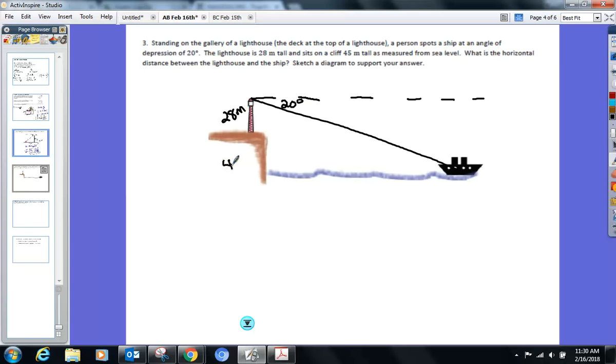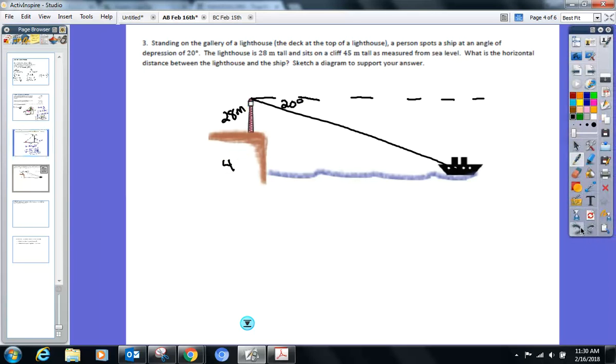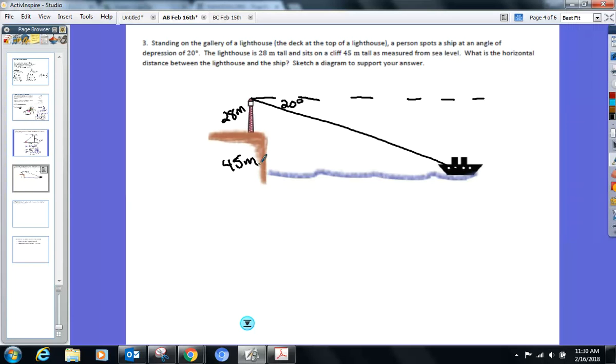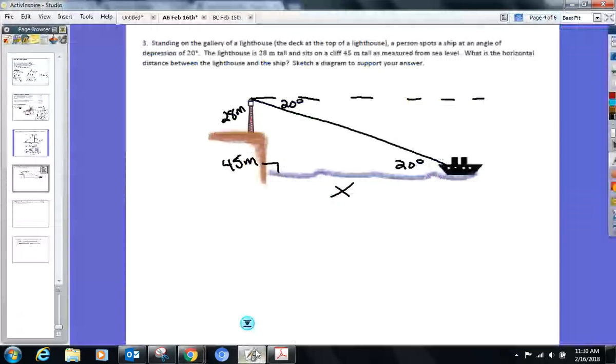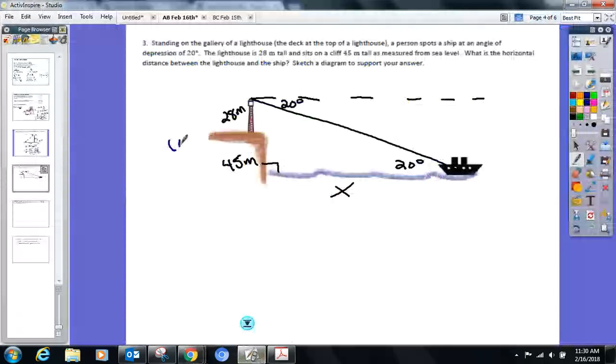And the cliff is 45 meters tall. What's the horizontal distance? All right, so the horizontal distance from the lighthouse to the ship. Do you guys want to go 70 or do you want me to put the 20 at the angle of elevation? 20. Okay. What sides are provided here? What sides are provided? Again, and they are, yep.